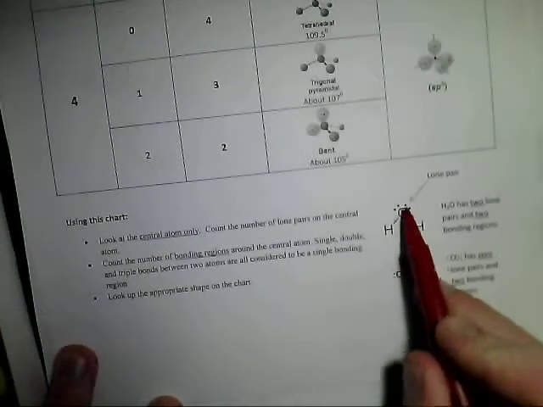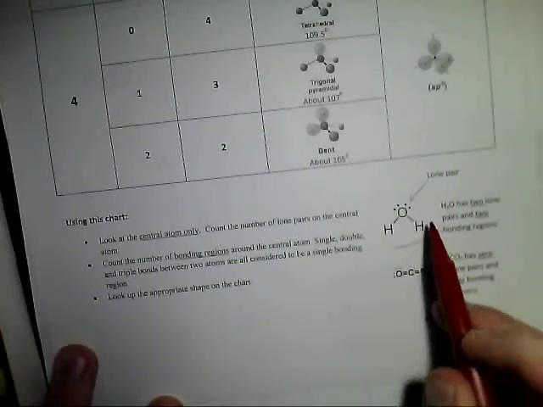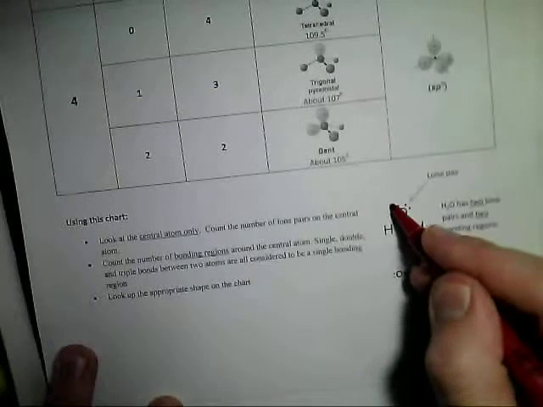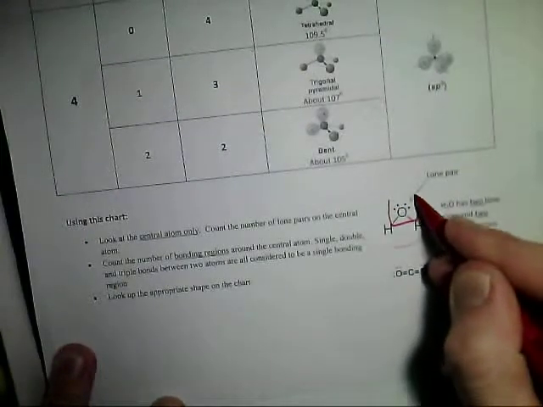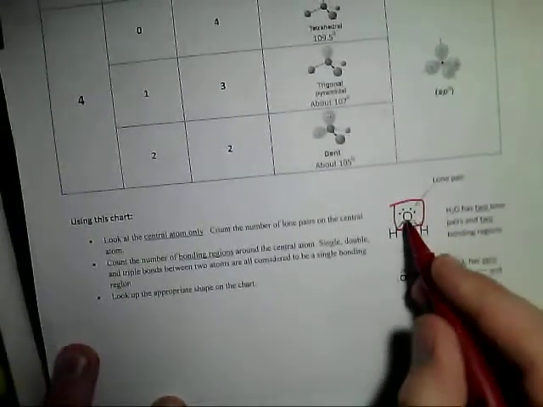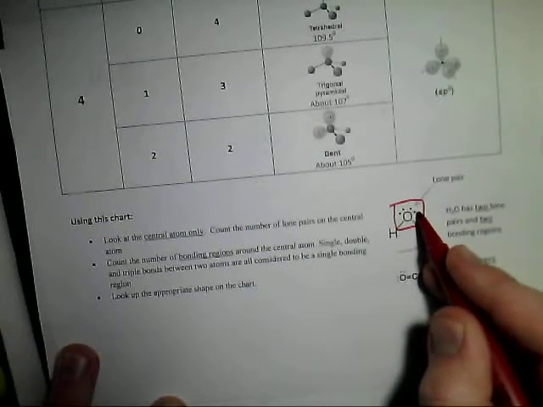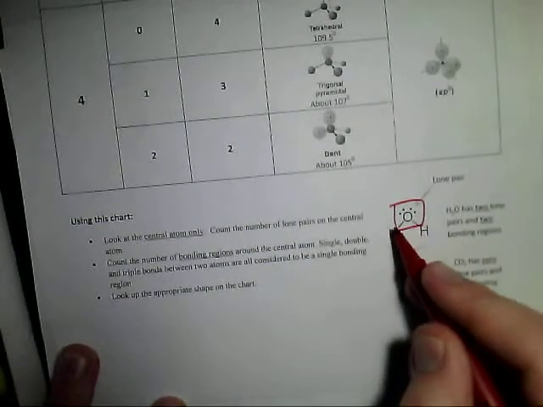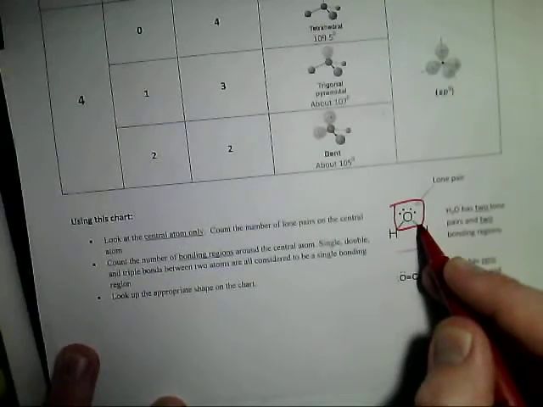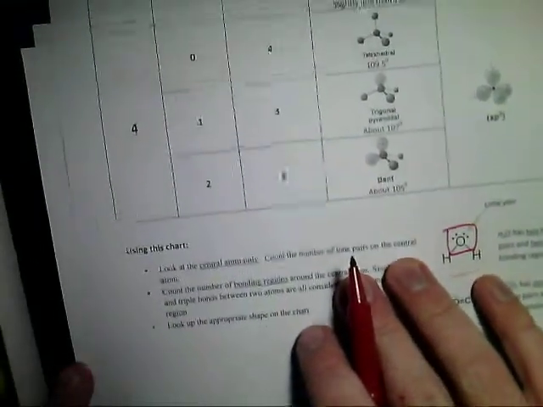So if we look at water over here, again, we're only paying attention to the central atom. That's all we're looking at. We don't really care what's going on with the hydrogens. There is 1 lone pair, 2 lone pairs. That's 2 lone pairs, and there's 2 bonding regions. So we consult our little chart here.